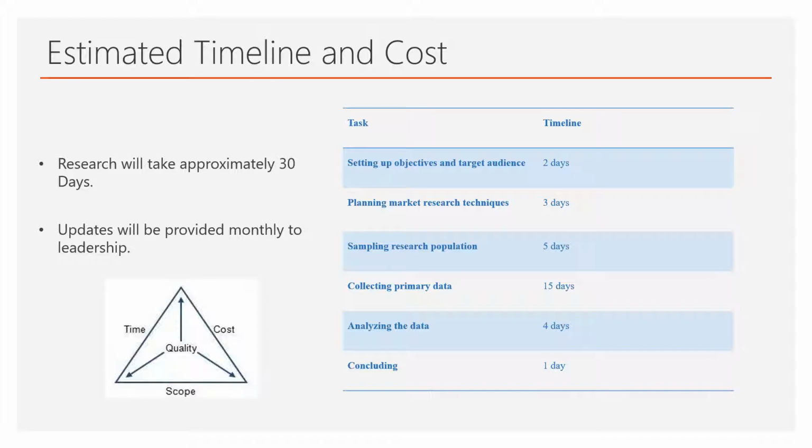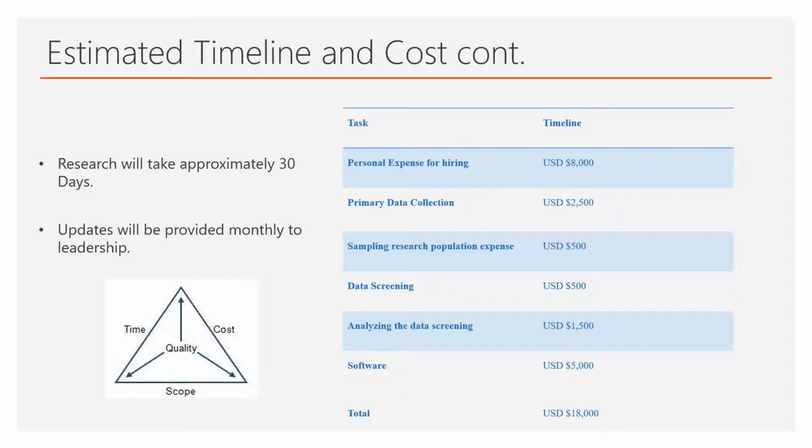Okay, so we're talking about setting up objectives and target audience, 2 days; planning market research techniques, 3 days; sampling research population, 5 days; collecting primary data, 15 days; analyzing the data, 4 days; and concluding in a day.